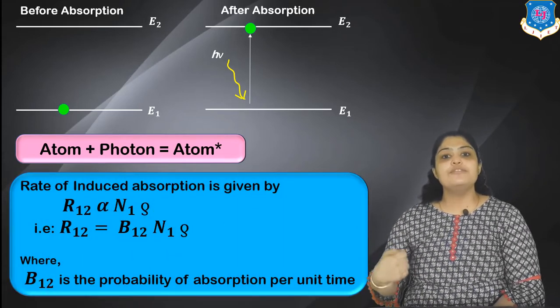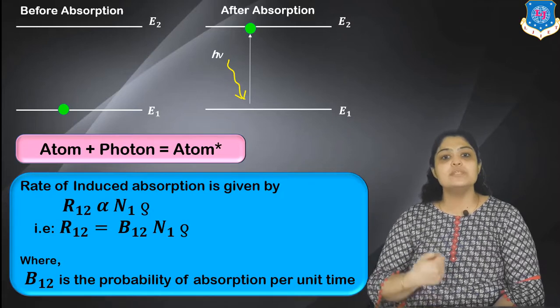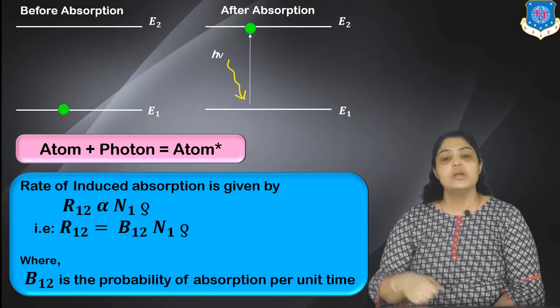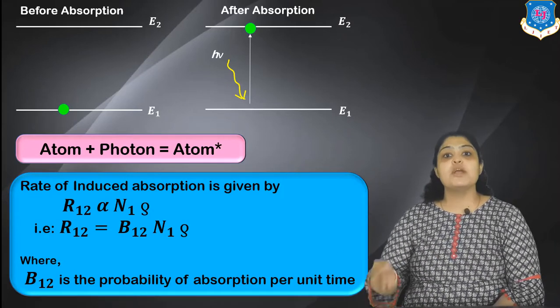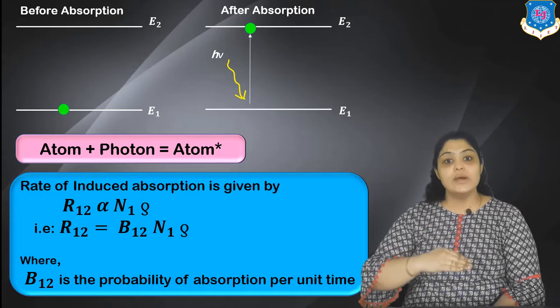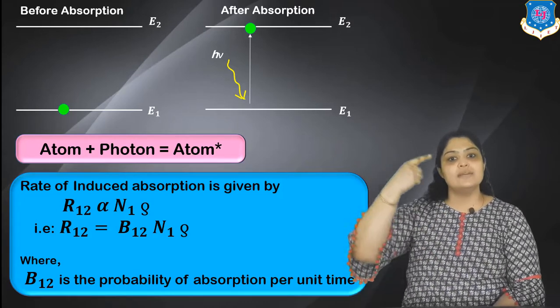Now, the rate of this process, the rate of induced absorption R12. Why do we write 1, 2? Because the process is taking place from the lower energy level E1 to the higher energy level E2.